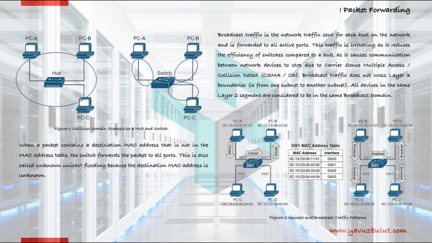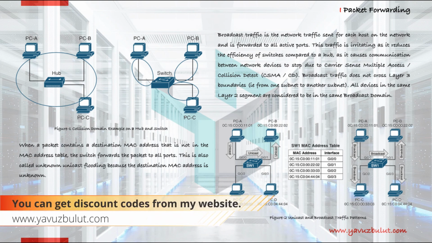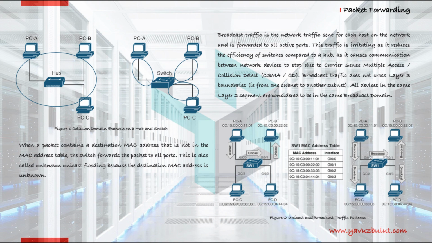But the switches do not work that way. What happens if a packet is sent to an address that is not in the MAC address table? The switch will then forward this packet to all ports. We call this unknown unicast flooding, since the destination MAC address is unknown. Broadcast traffic is the network traffic sent to each host on the network and is forwarded to all active ports. This traffic is annoying because it can cause communication between network devices to stop due to carrier-sense multiple access collision detect. Broadcast traffic does not pass from one subnet to another, assuming all devices in the same Layer 2 segment are in the same broadcast domain.